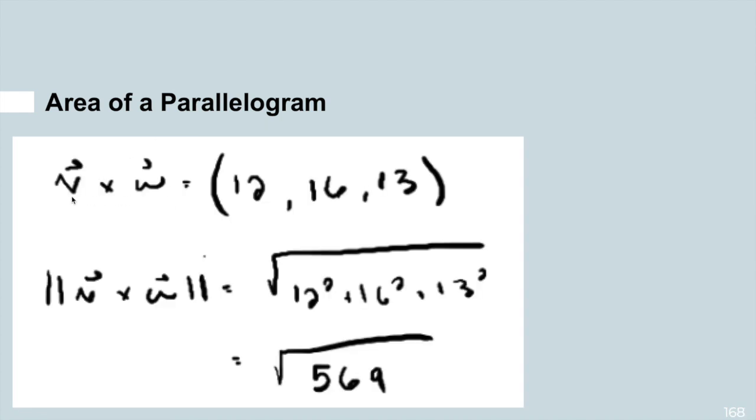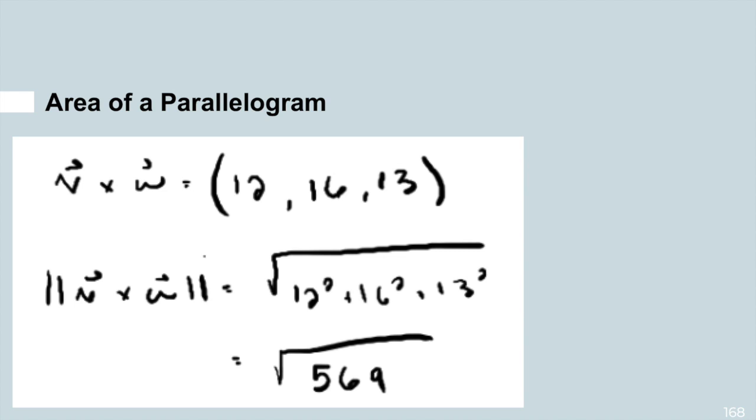So now that we have figured out what v cross w is, which is 12, 16, 13, we can figure out what the norm of that is. To find the norm, we're going to take each individual component, square it, and then take the square root of all of that. Again, if you're not too sure what the norm is, go back to a past video and make sure you really get that. So here my answer is the square root of 569, and what I just figured out is the area of that parallelogram.